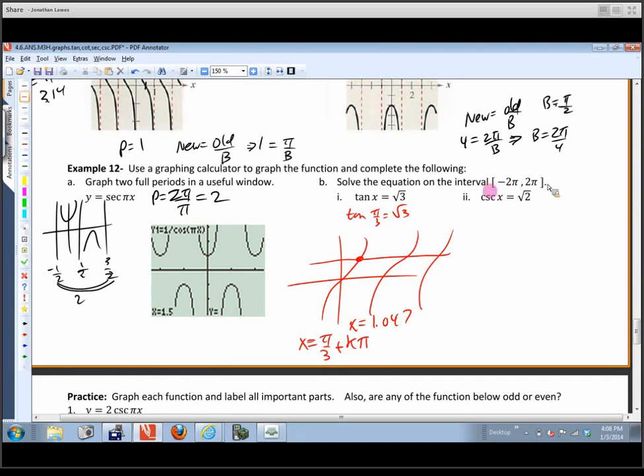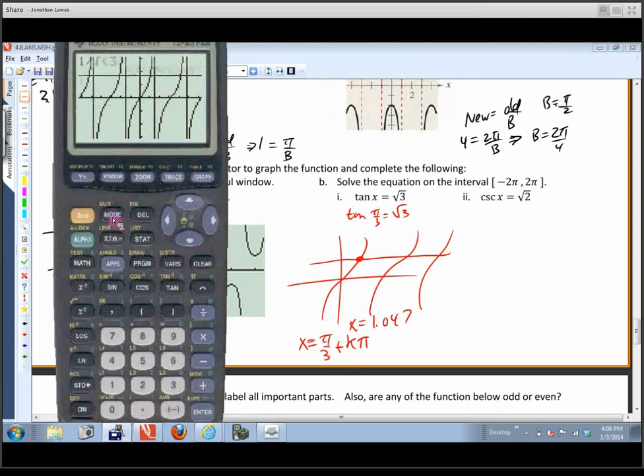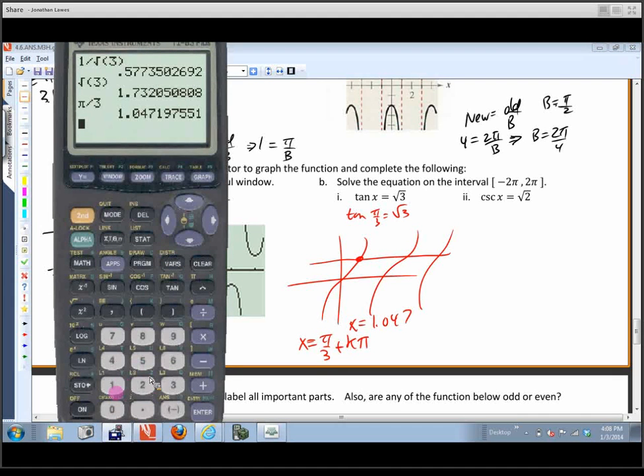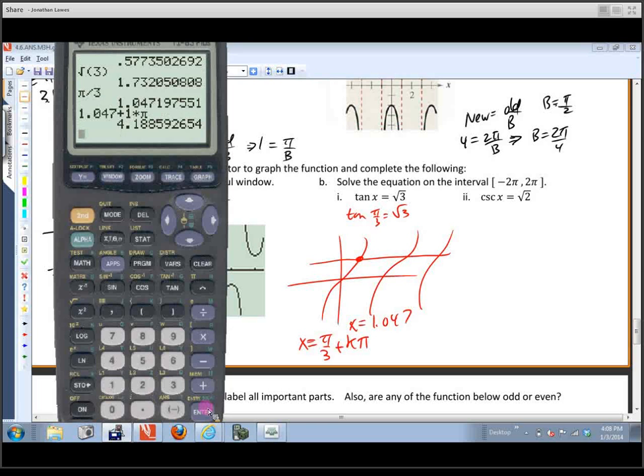So we want answers in the interval from 0 to 2 pi, so let's do this. So we'll grab the calculator and we'll quit this. We're going to do 1.047 plus, let's do 1 times pi. Okay, so there's another answer.